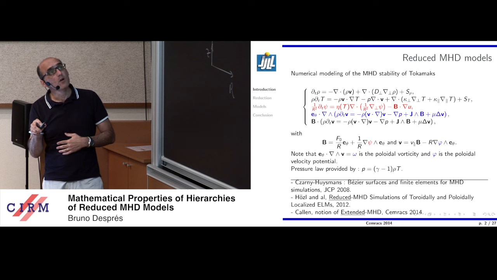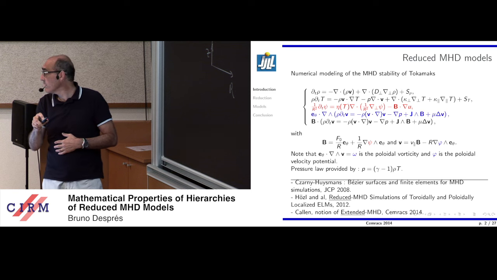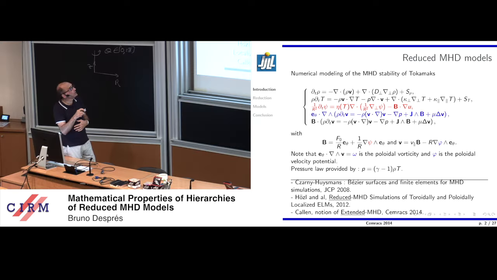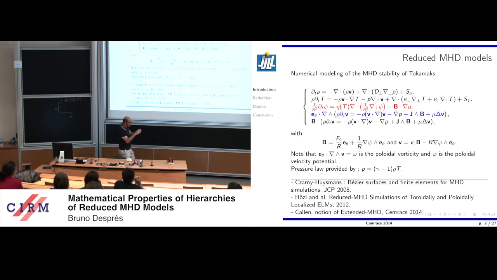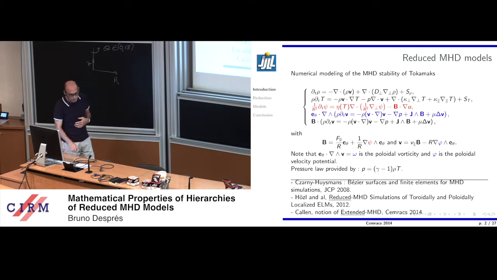And concerning V, you have here the parallel velocity, but I will not comment on it, except that it is associated to that equation. But here you have the reconstruction of the poloidal velocity. So these two equations couple these unknowns, and this guy is just the Laplacian of it.